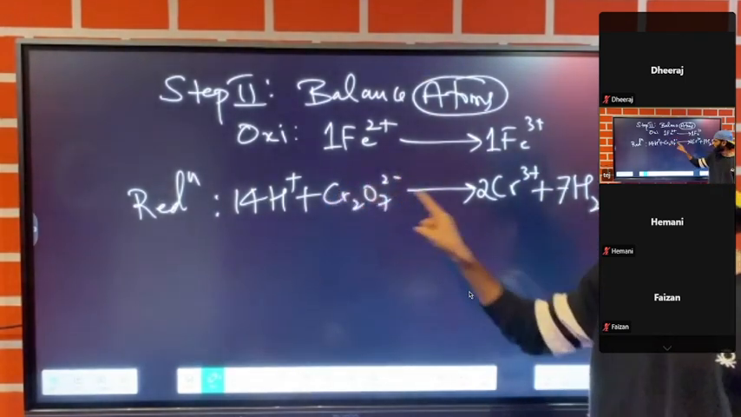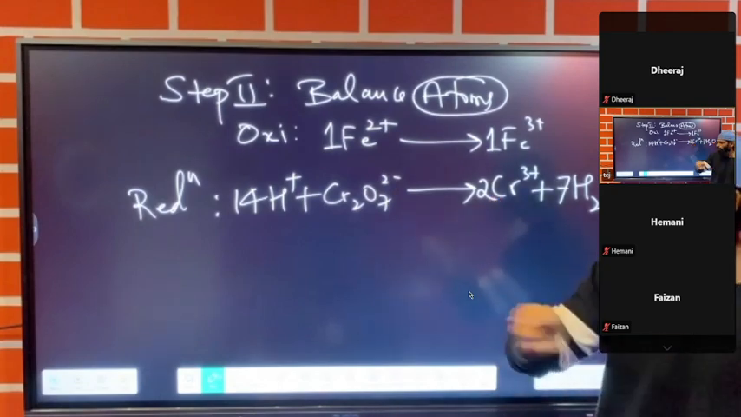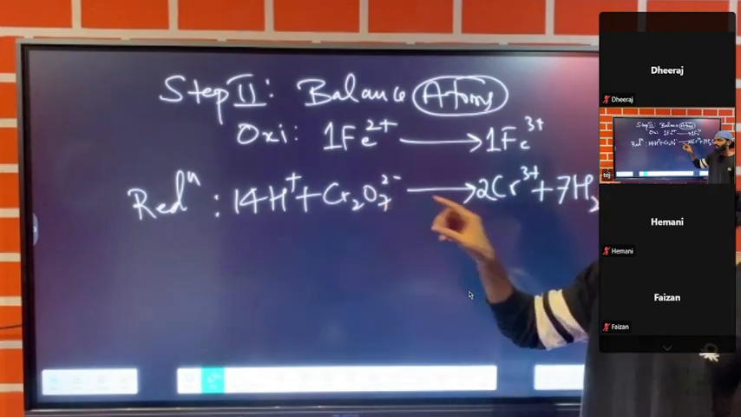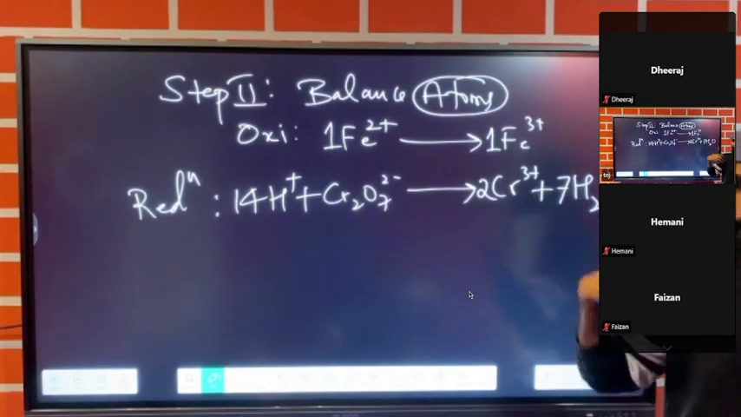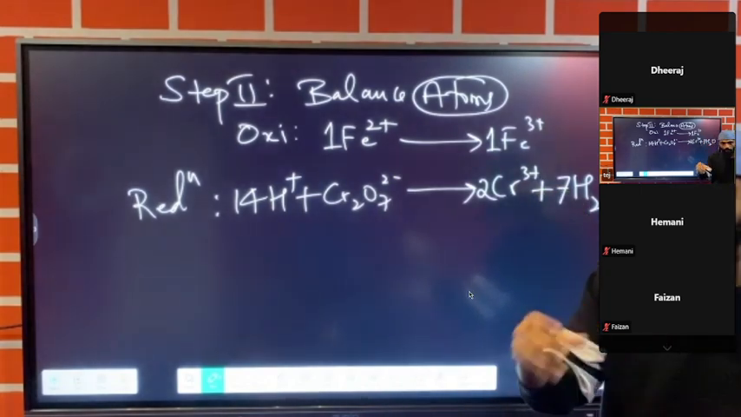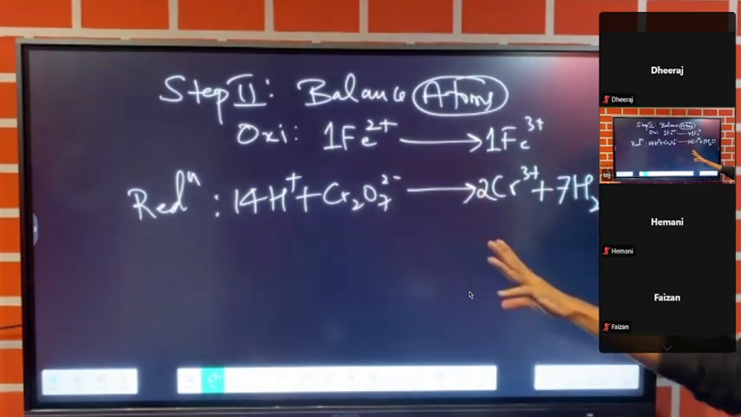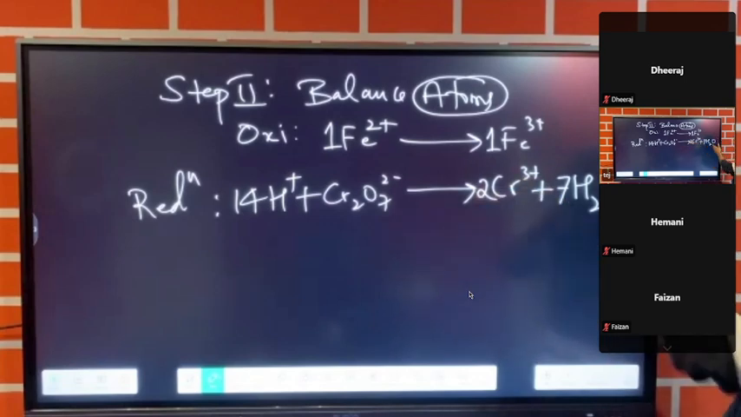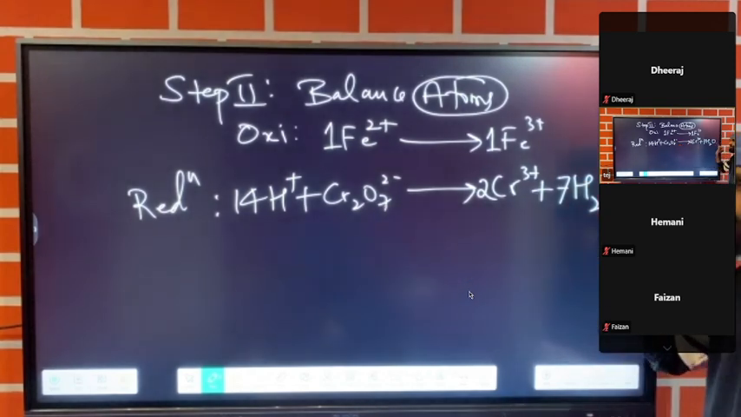To compensate chromium, I put the number 2 here. But the problem was there were 7 oxygens on the left hand side. There was 0 oxygen on the right hand side, which means I had to bring some oxygens into the picture. How? I add water. Always add water on the other side, wherever it was less. If you write water, H2O has only 1 oxygen. We wanted 7. So you put 7 H2O.